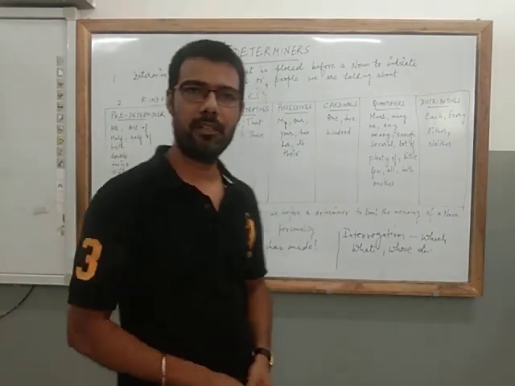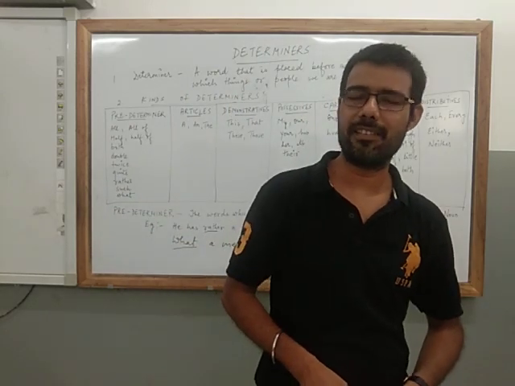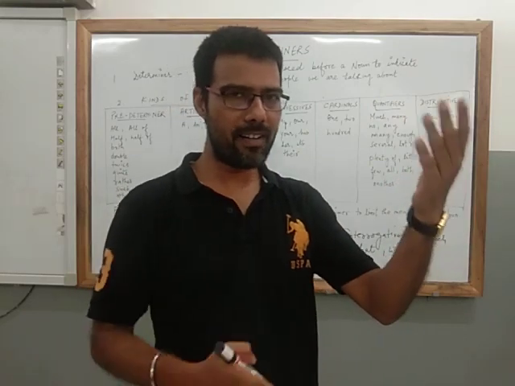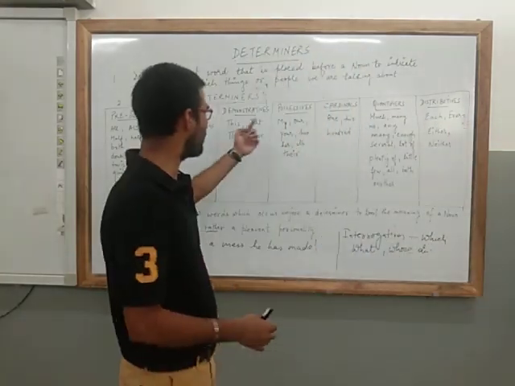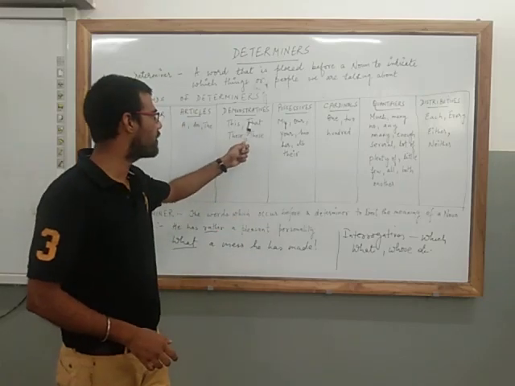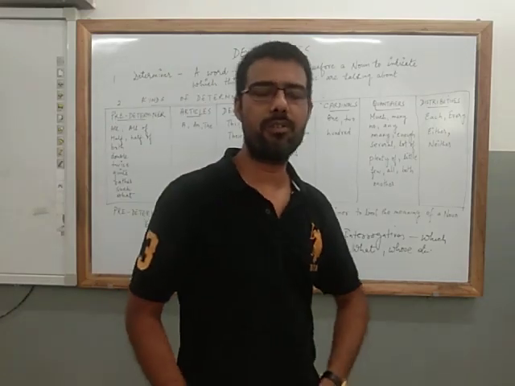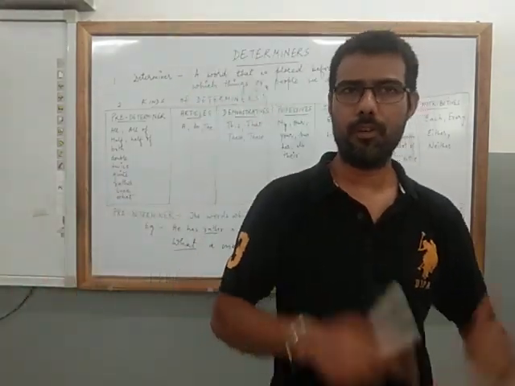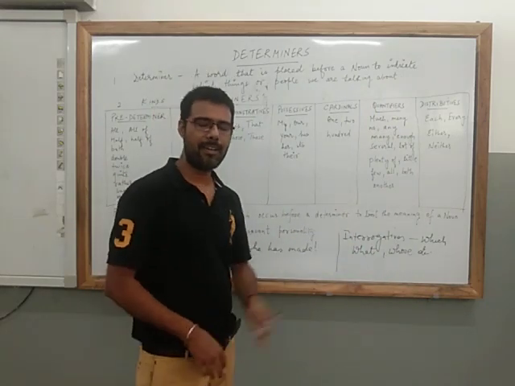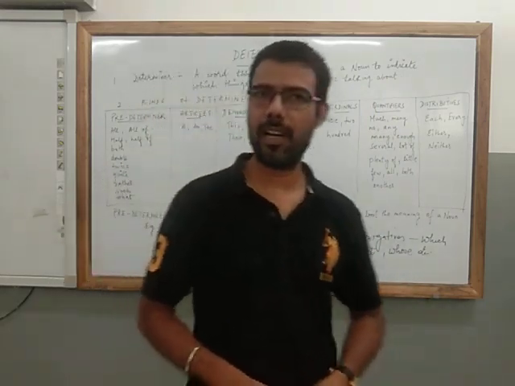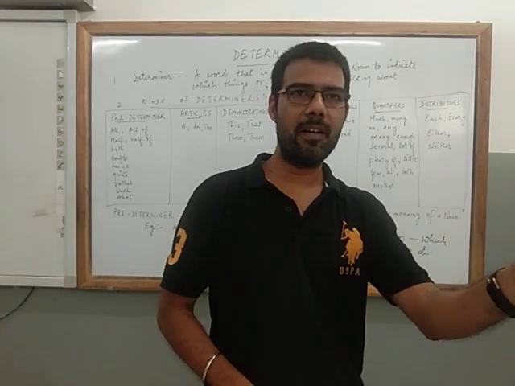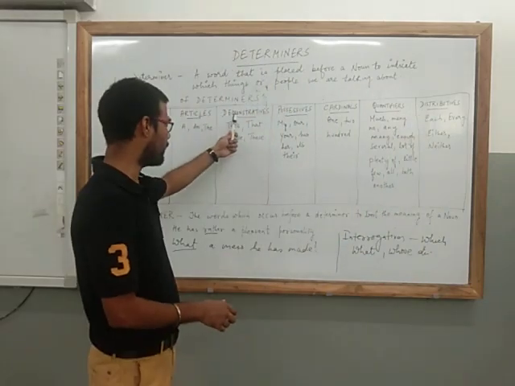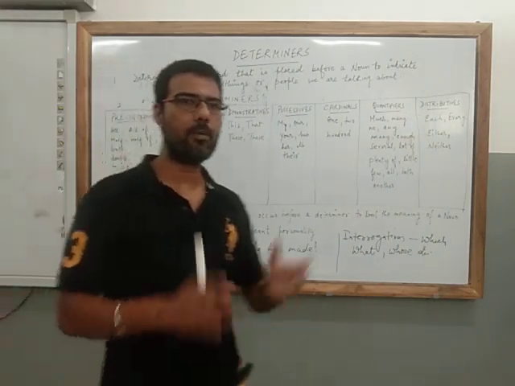Third, demonstratives. Children, we have already studied in our junior classes what demonstratives are. Now, when does a demonstrative become a determiner? It becomes a determiner when words like this, that, these, those are followed by a noun. And if it does not have a noun, it remains a pronoun. For example, this puppy is very cute. So when I say this puppy, the word puppy is a noun.